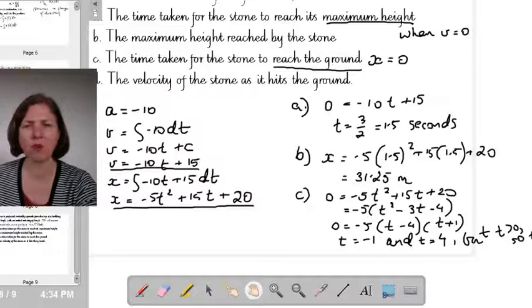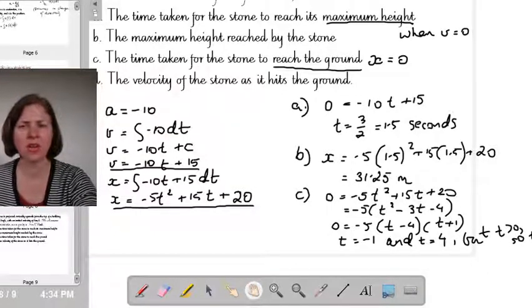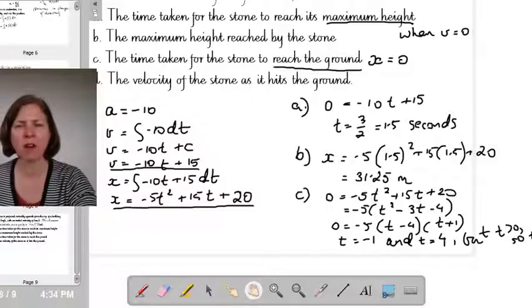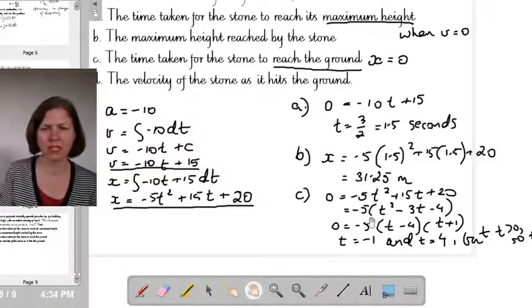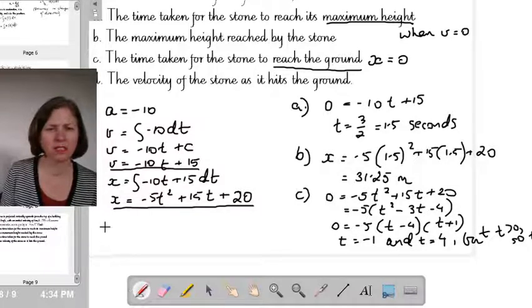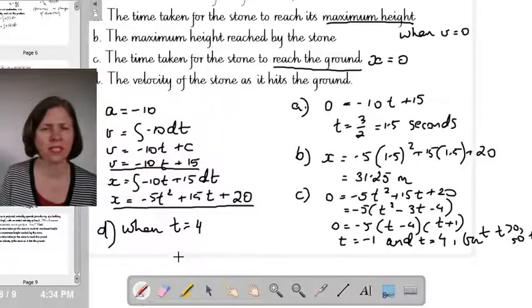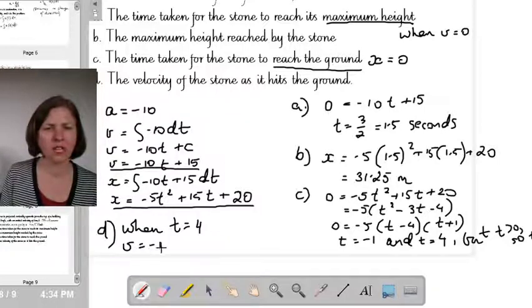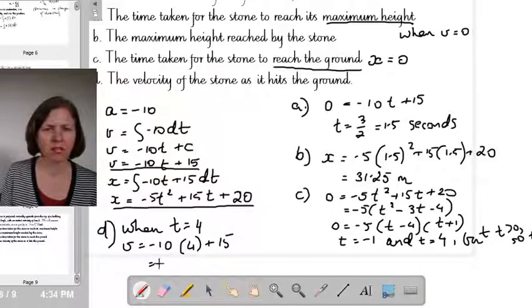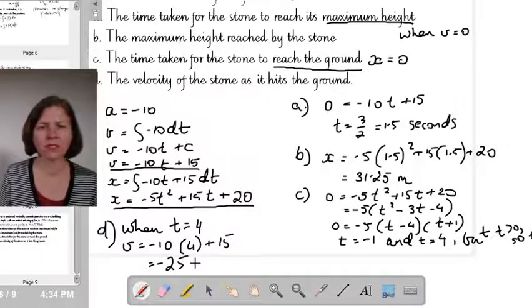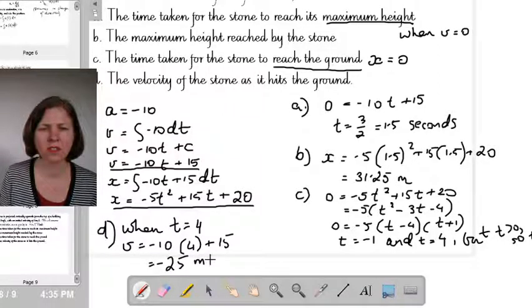Okay, the last part of the question is to find the velocity of the stone as it hits the ground. So I know that that happens when t equals 4. So now I'm going to go back to my velocity function and just substitute in. I'll do that over here. Part D, when t equals 4. That's when the stone hits the ground. So v is going to equal negative 10 times 4 plus 15, which gives me a grand total of negative 25. And that's going to be meters per second.